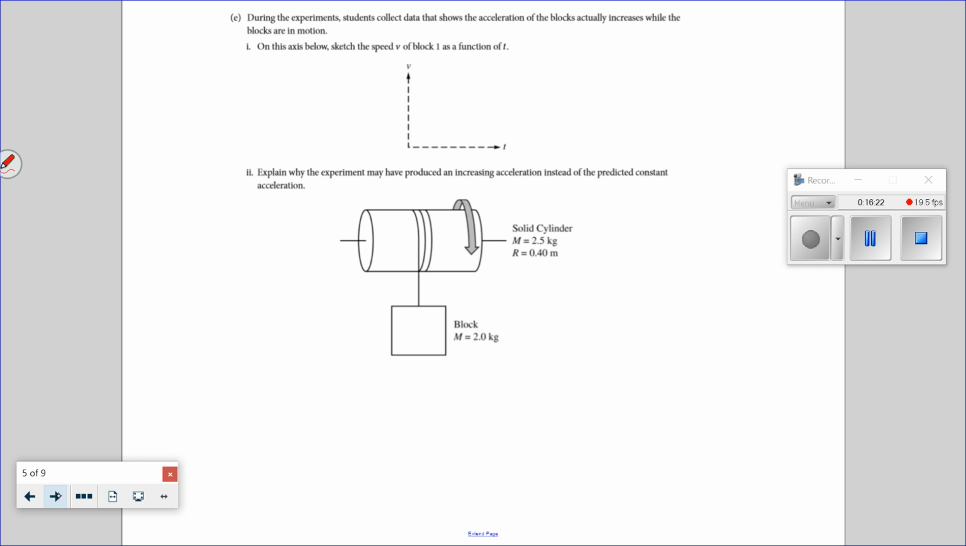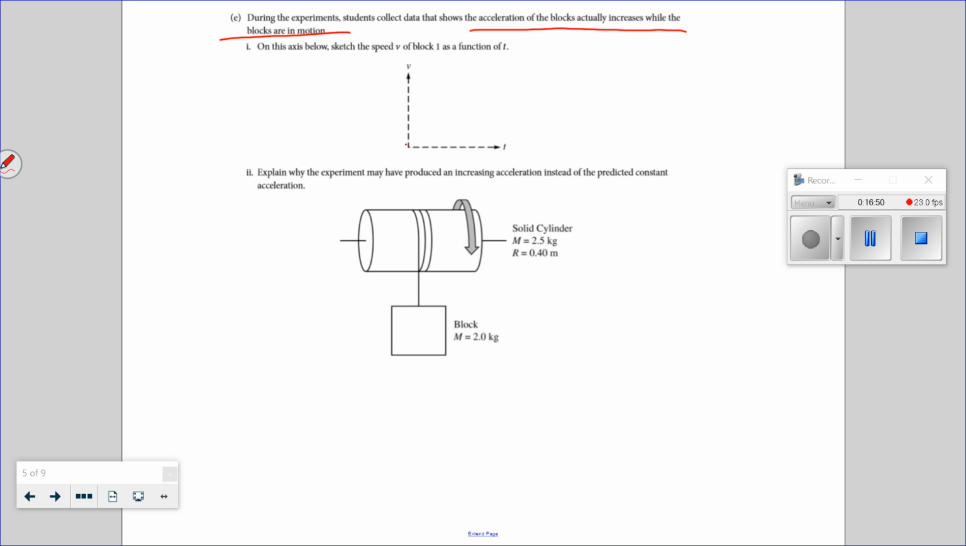Okay. Students collect data that shows the acceleration actually increases while the blocks are in motion, it goes faster and faster. Oh, why might that be? Sketch the speed of the block as a function of time. So it would be increasing, but now it's going faster and faster as it goes. So now even the speed is concave up.